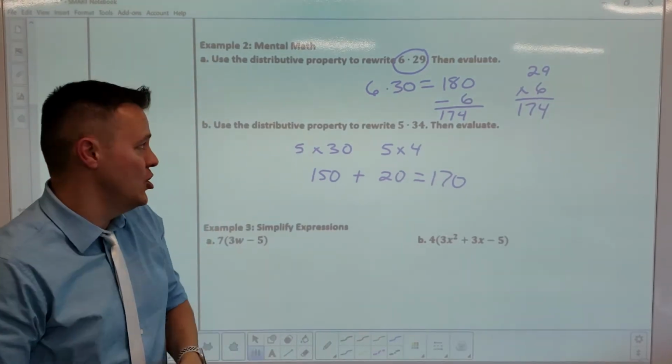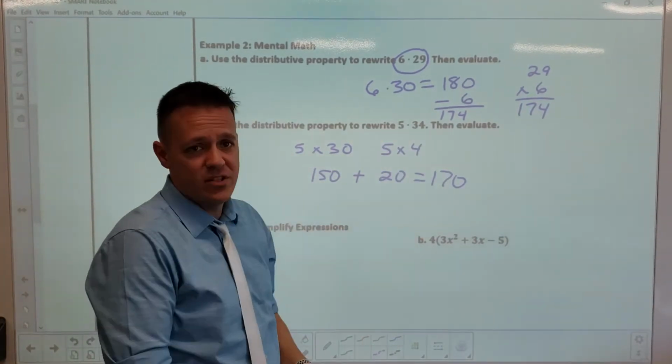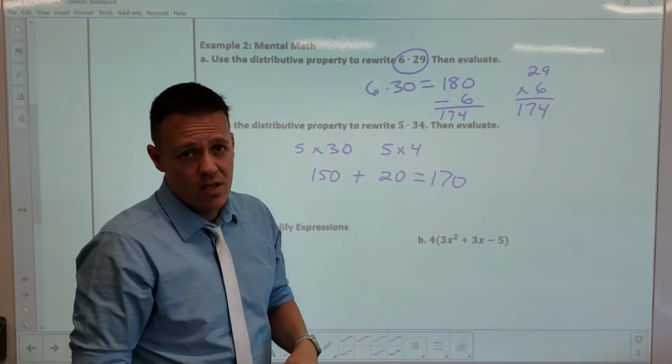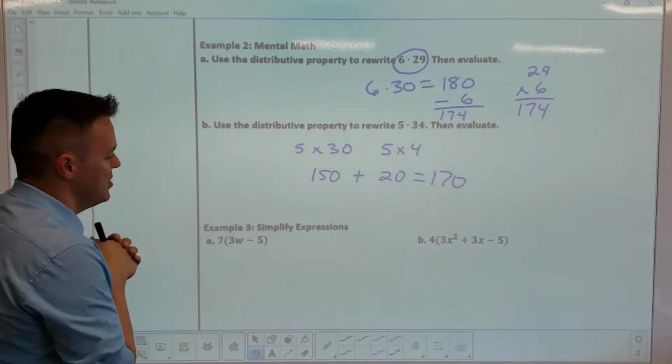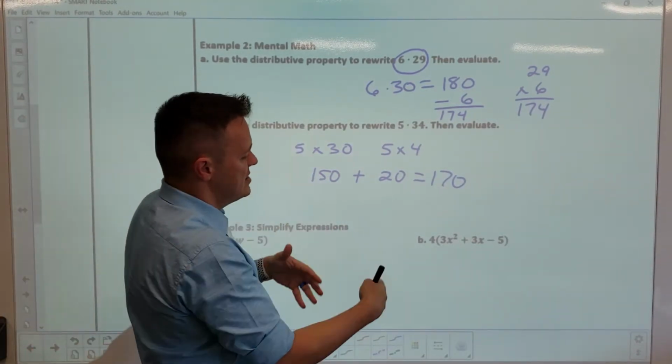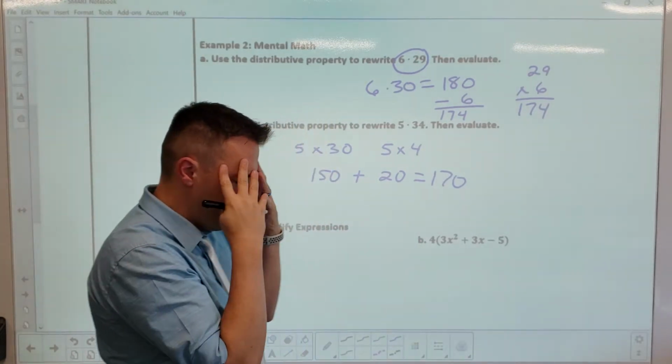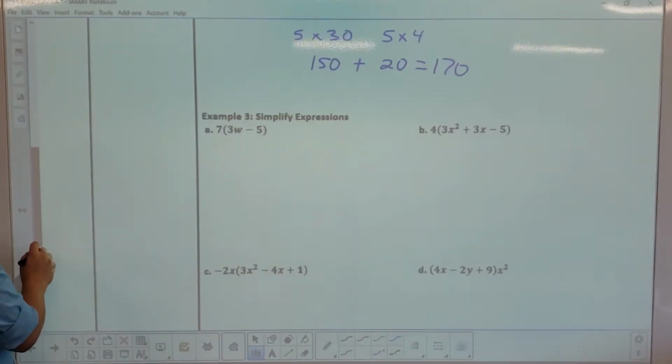How many of you guys knew that 34 times 5 is 170, just like that? We didn't. That's what the distributive property is doing here, okay? It's evaluating things, changing things up, making it so you can do mental math quicker and more effectively.